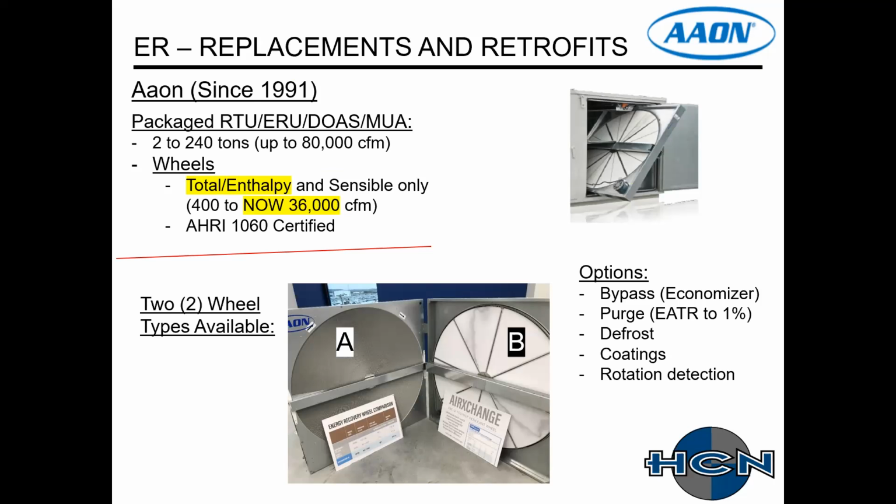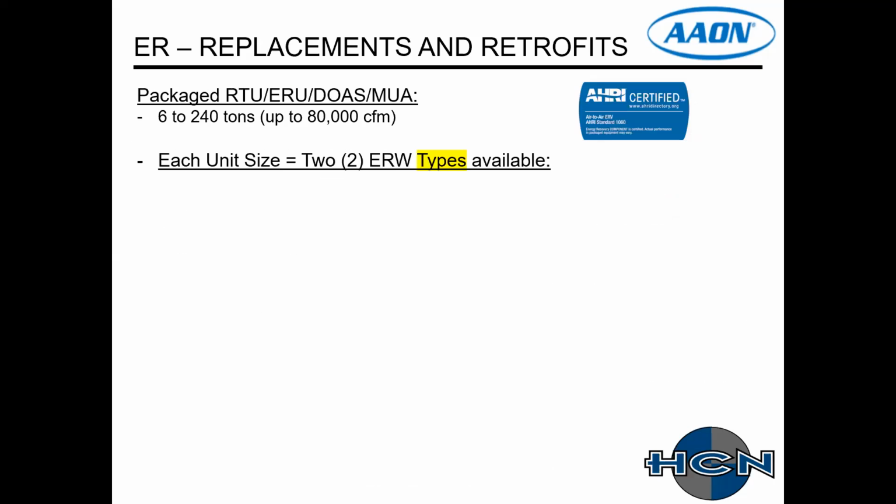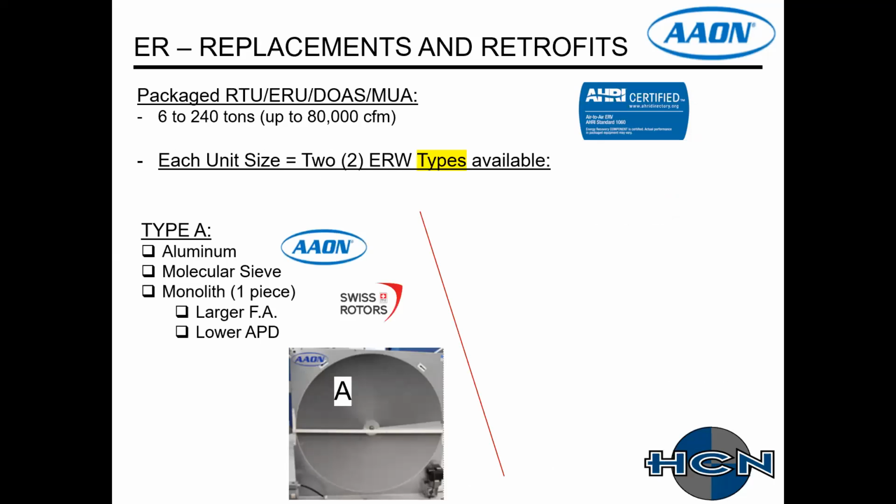Each of those wheels has these options here for bypass, purge, et cetera. And then on each of the two different manufacturers, the two types available, type A is an AAON wheel. It's OEM from Swiss Rotor. It's made of aluminum. It has a molecular sieve. It's a monolith, or it's in one piece, which traditionally has a larger face area and therefore lower air pressure drop and a little bit better performance.